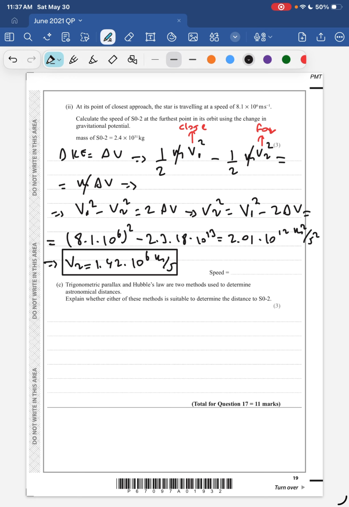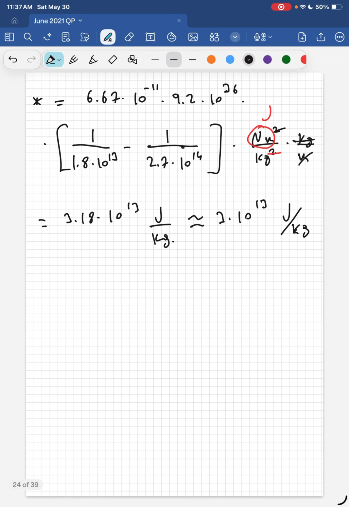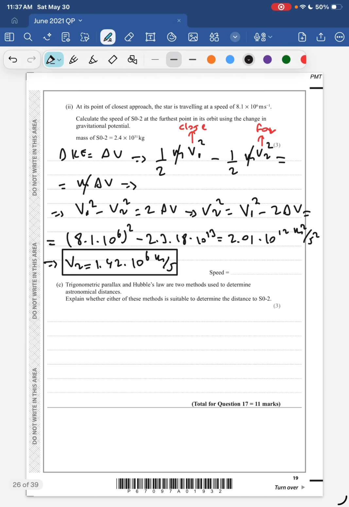Okay, is there anything else I want to say here? Where was delta V? Over here. No. Okay, part C. Trigonometric parallax and Hubble's law are two methods used to determine astronomical distances. Explain whether either of these methods is suitable to determine the distance to S0-2.